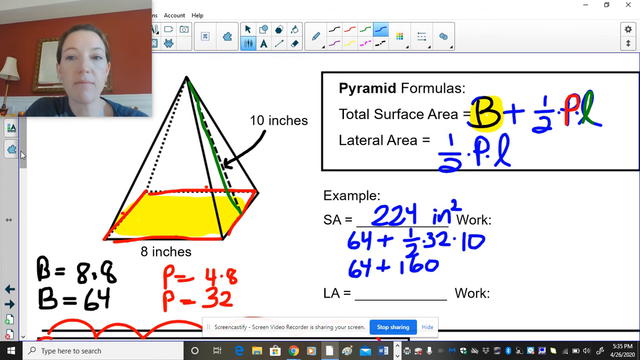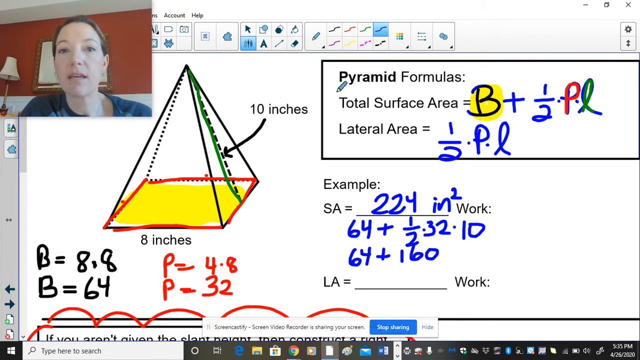All right, and then when you look a little further down, it's asking you for just the lateral area. The lateral area will not include the base. So all we're doing is the part of the formula that's after the plus. This half times P times L will calculate just your lateral area for you. So half times P times L is all we need.